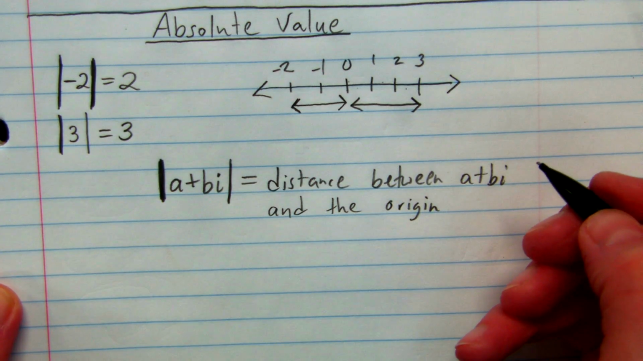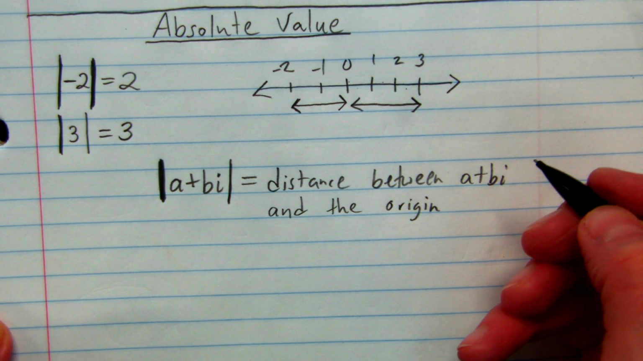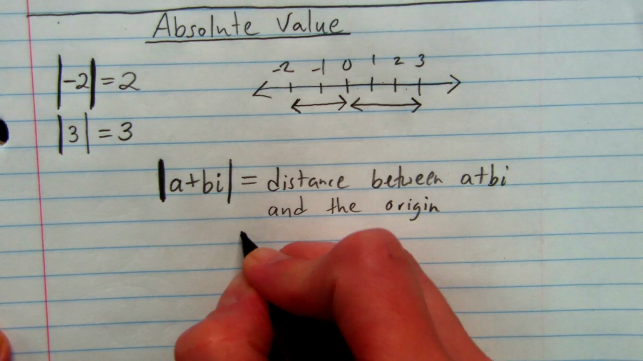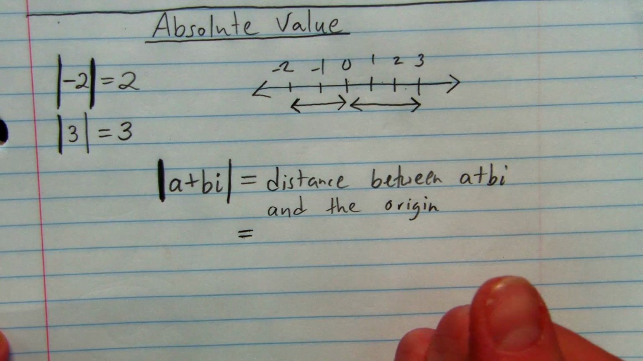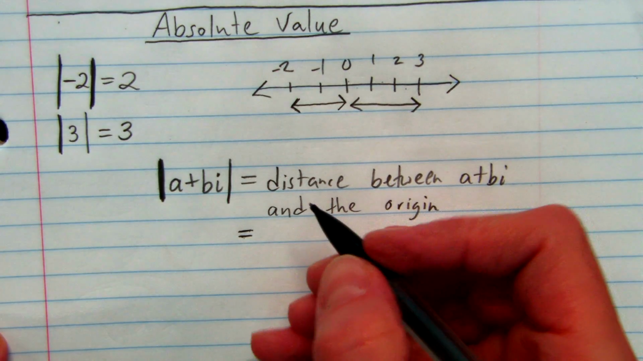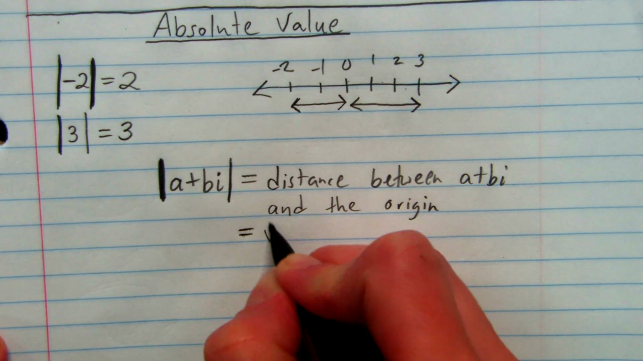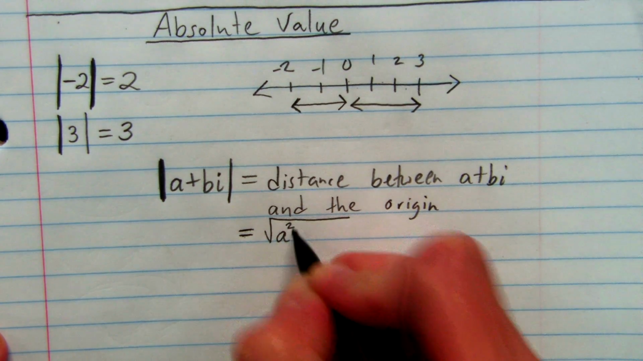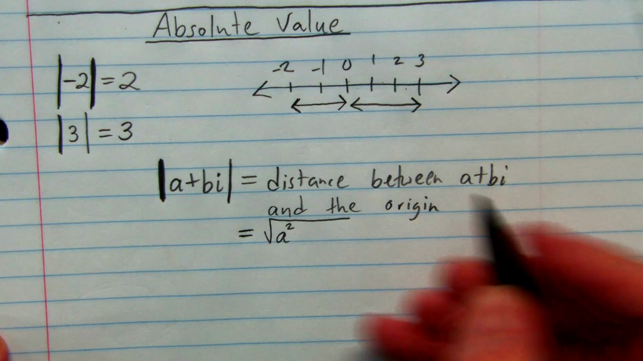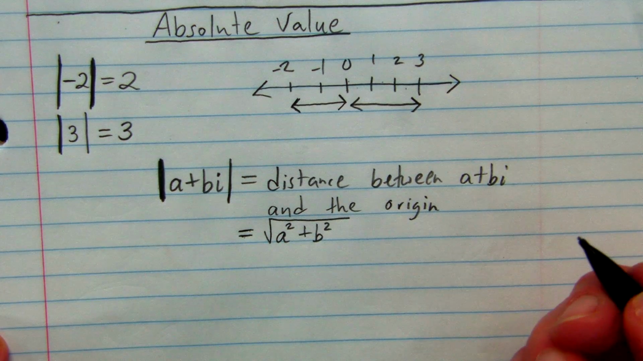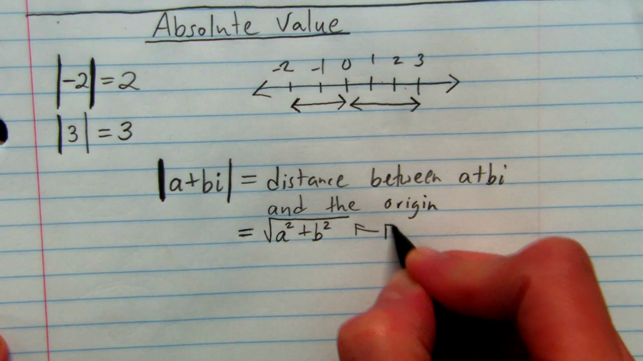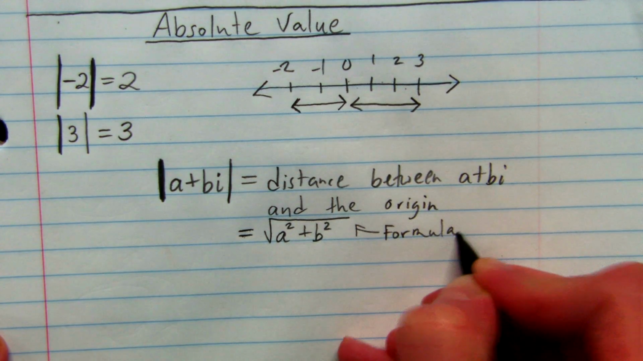Okay, and so we'll talk about how we can do this with a graph, and then we're also going to use a formula. So I'm going to go ahead and put the formula there. I'll put another equal sign. Basically what we're going to do is use the Pythagorean theorem, and so the distance will be the square root of A squared plus B squared, for A plus Bi. And I'll explain where that comes from. So this is a formula, but I'll explain why it works in a second.